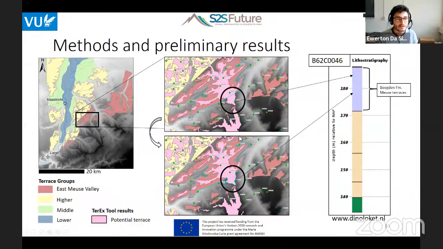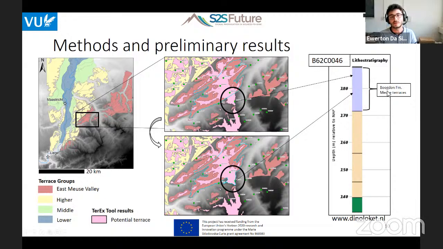Another example using this tool is that in this area highlighted on your screen, we see one single terrace level, and the tool suggested that there could be an extension of this level. In order to confirm that, we have a data point of a borehole here. I checked the information in this borehole, and indeed, this is a terrace.